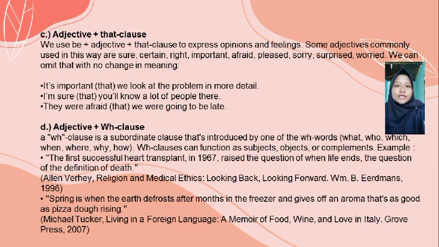And then, about adjective plus WH clause. A WH clause is a subordinate clause that's introduced by one of the WH words like what, who, which, when, why, and how. A WH clause can function as subject, object, or complement. For example, the first successful heart transplant in 1967 raised the question of when life ends, and then the question of the definition of death. It is a reference from Alan Fairley, Religion and Medical Ethics.